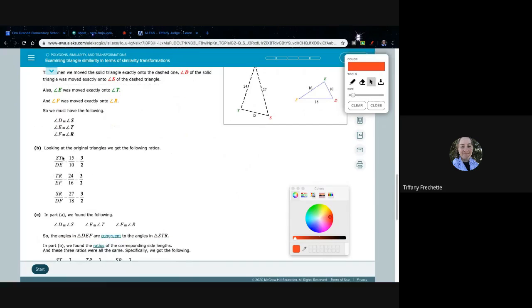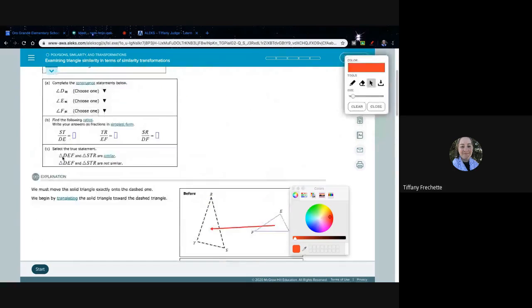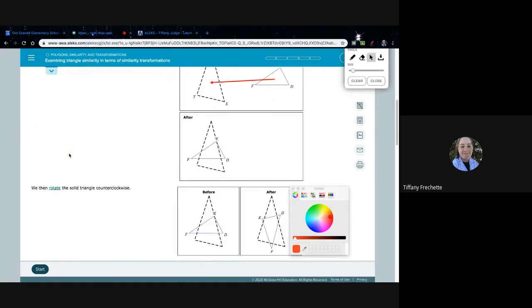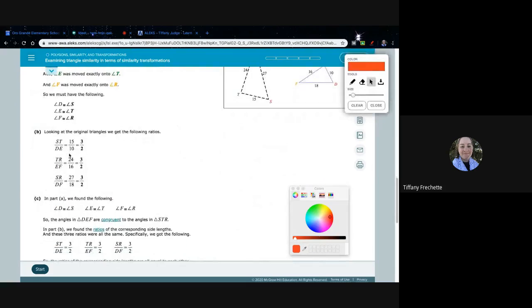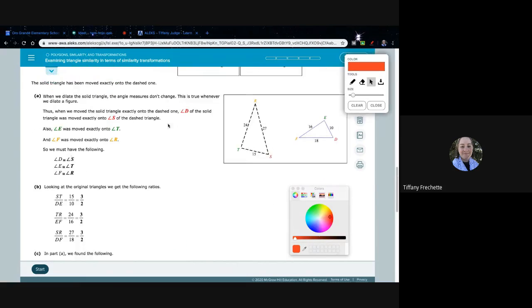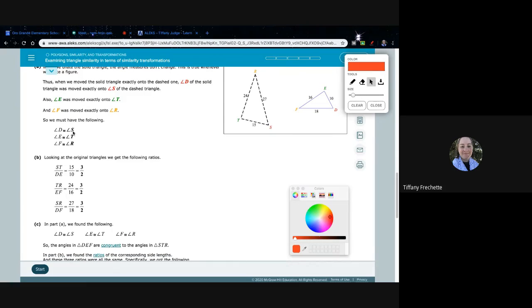Because this first one tells me ST to DE. So if I look here and I go ST, I have ST 15, DE is 10, and all I'm doing is filling this in and simplifying. So this one's not too bad. It's the angles that can get a little bit funky if we don't have it correct.